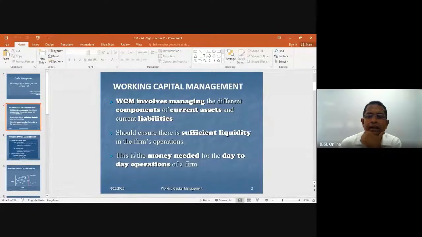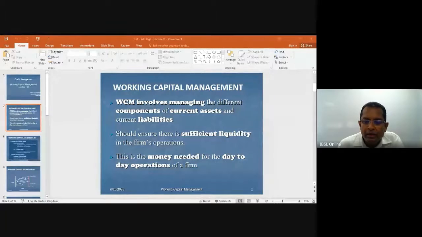This is the handout I gave you last week. And what is working capital? Can someone tell me what is working capital?